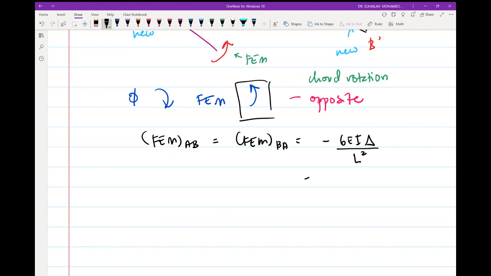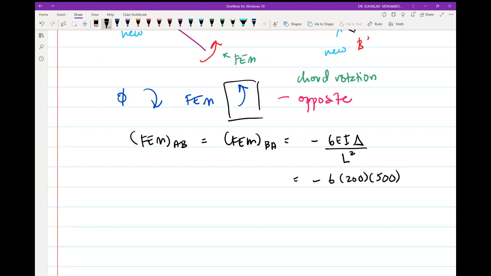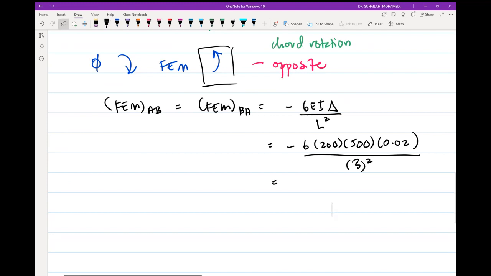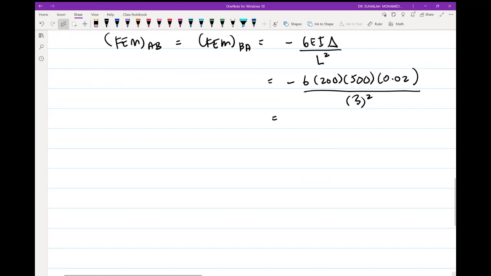So FEM AB, FEM BA is negative 6EIΔ over L squared. Let's say E is 200, I is 500, delta is 0.02, which is 20 mm, divided by length. Length is 3 meter, so it is 3 squared. So we get 6 times 200 times 500 times 0.02 divided by 9, which is 1333.33. It is negative, in kilonewton meter.